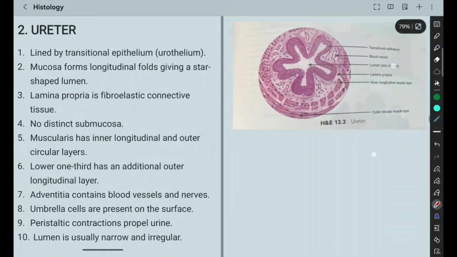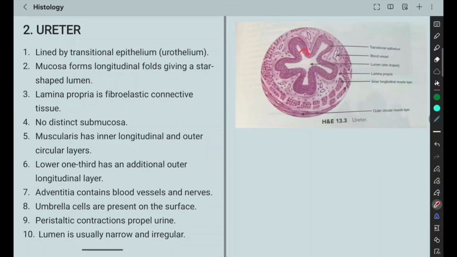So by looking at the diagram itself, we can recall all the 10 points. It is lined by transitional epithelium. Once we are done with epithelium, we talk about the mucosa, which forms longitudinal folds giving a star-shaped lumen. And then we can see lamina propria, which is fibroelastic connective tissue. Then there is no distinct submucosa. Muscularis has inner longitudinal and outer circular layers. Lower 1/3 has an additional outer longitudinal layer, and adventitia contains blood vessels and nerves. Umbrella cells are present. Peristaltic contractions propel the urine, and the lumen is usually narrow and irregular.